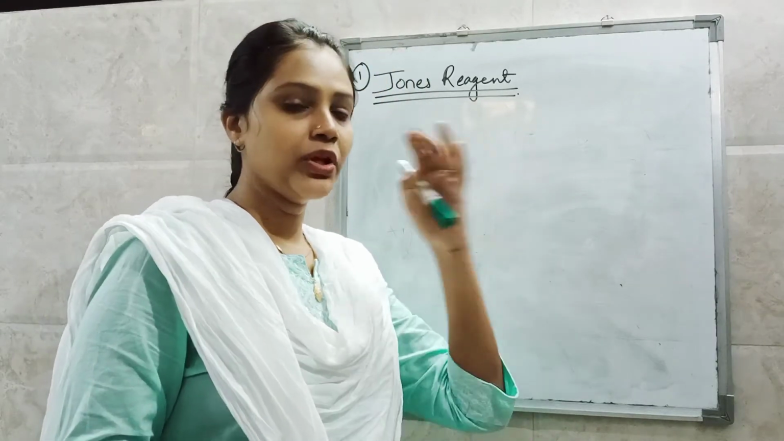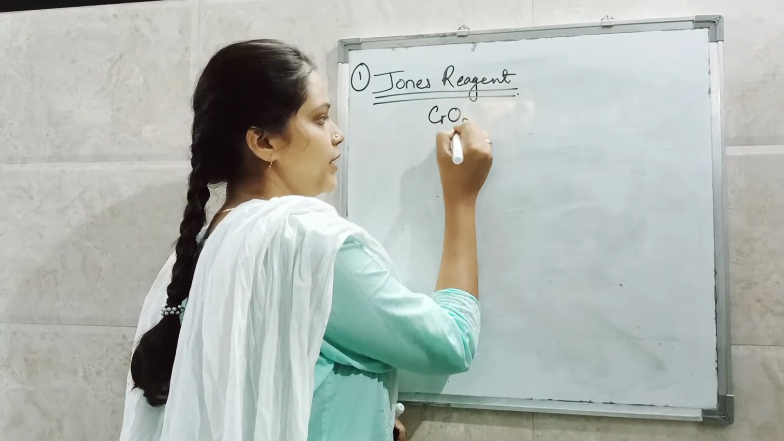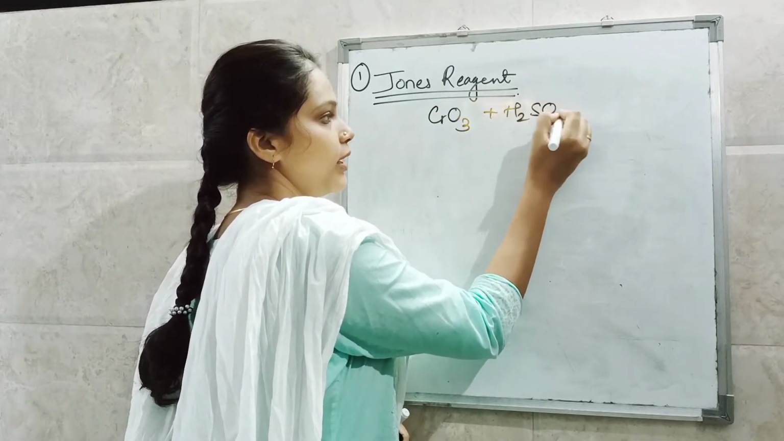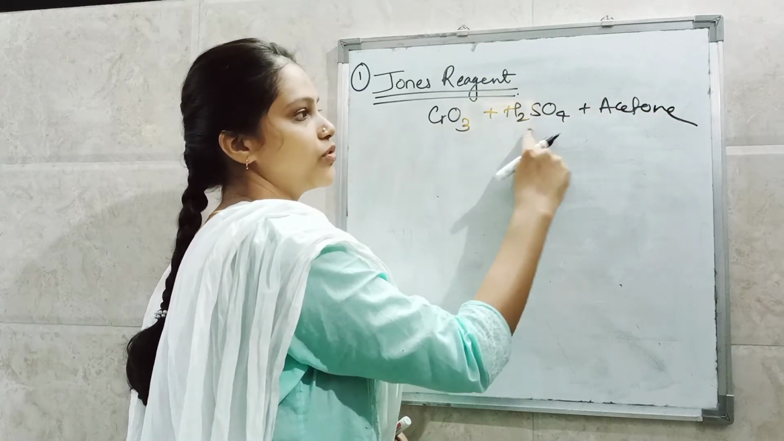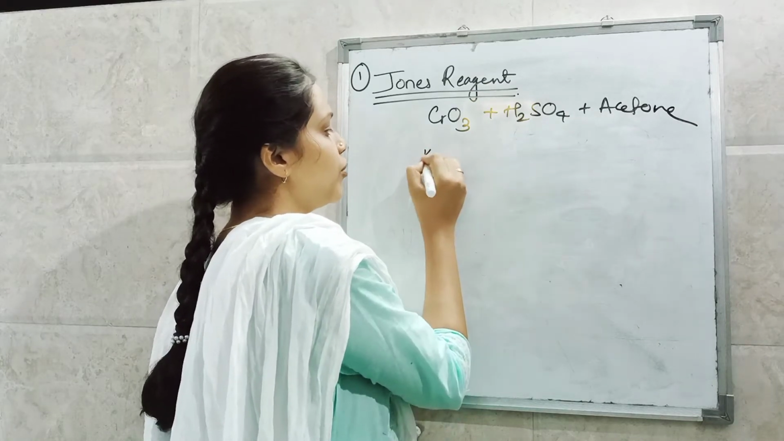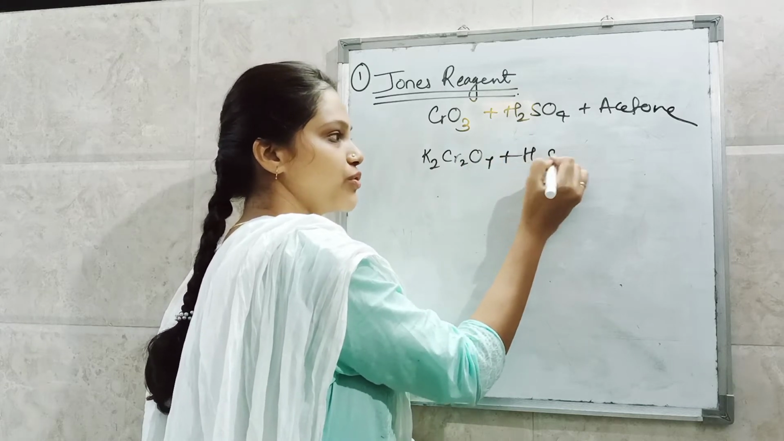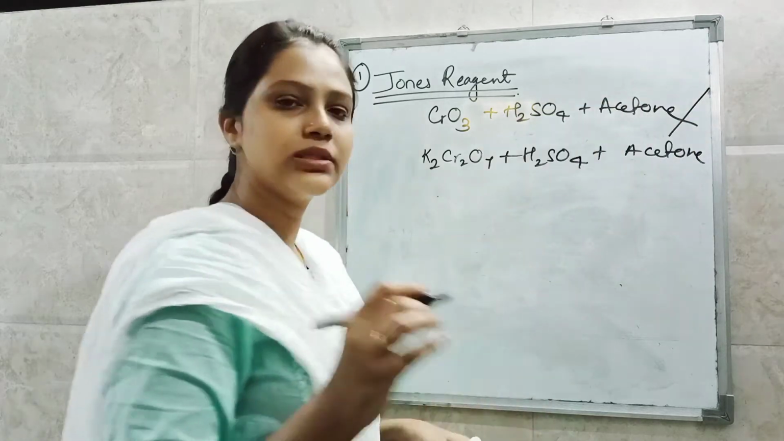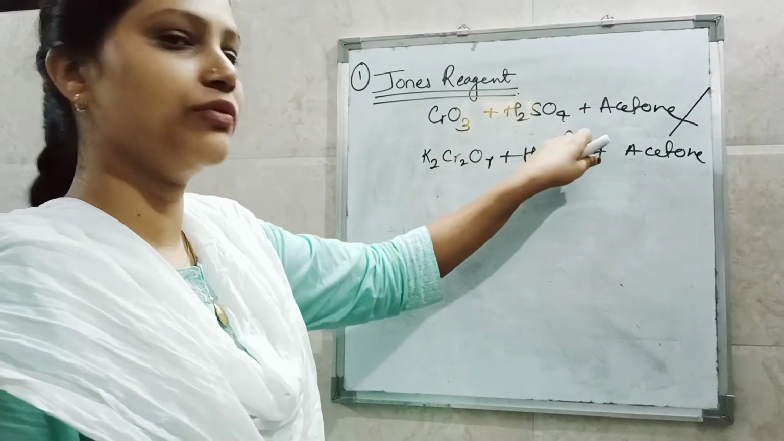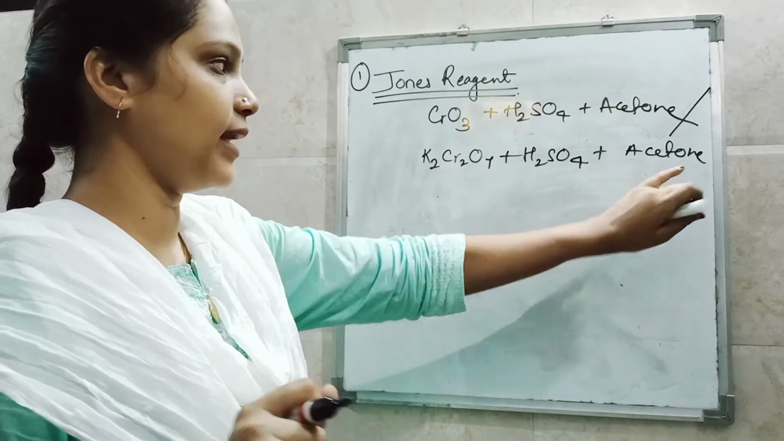So the first chromium-based reagent is Jones reagent. Jones reagent is a mixture of chromium trioxide, H2SO4 and acetone, or potassium dichromate, that is K2Cr2O7, plus H2SO4 plus acetone. Jones reagent is nothing but a mixture of chromium trioxide, sulfuric acid and acetone, or potassium dichromate, sulfuric acid and acetone.